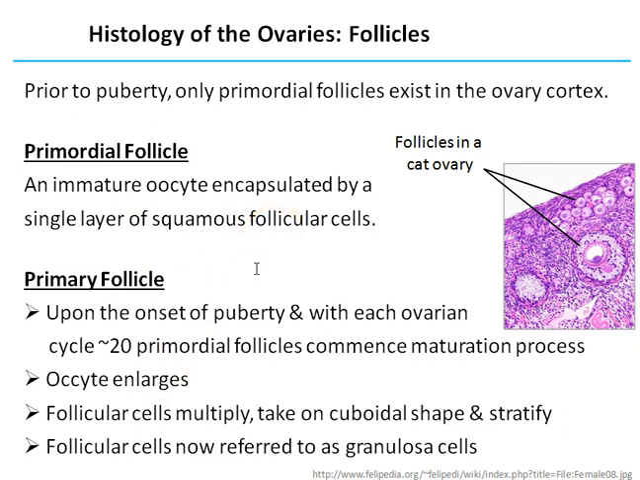When puberty occurs, there will be evidence of maturation of some of the follicles occurring. During the ovarian cycle, which is regulated by hormones from the anterior pituitary, about 20 primordial follicles each month will start to mature. And what will happen is the oocyte will enlarge, so the gamete itself is getting bigger, and the supporting cells will also multiply. They'll take on more of a cuboidal shape and they'll start to multi-layer. And that's what's starting to happen with this one here. So this is a follicle here that is under the influence of pituitary hormones. It's now referred to as a primary follicle.